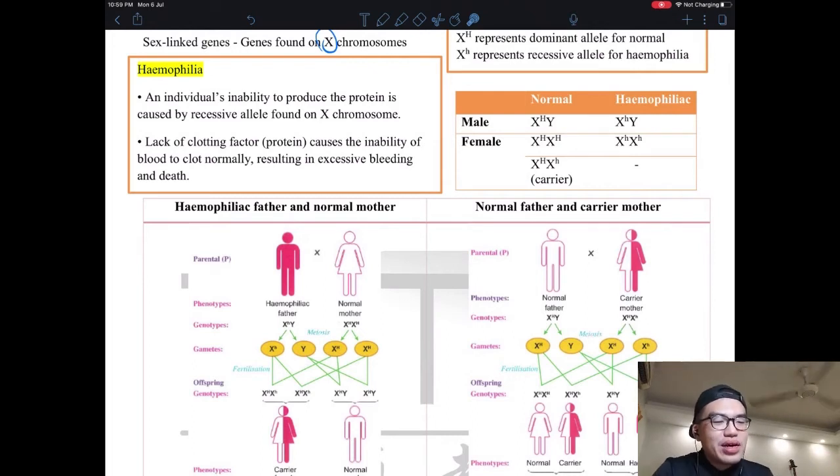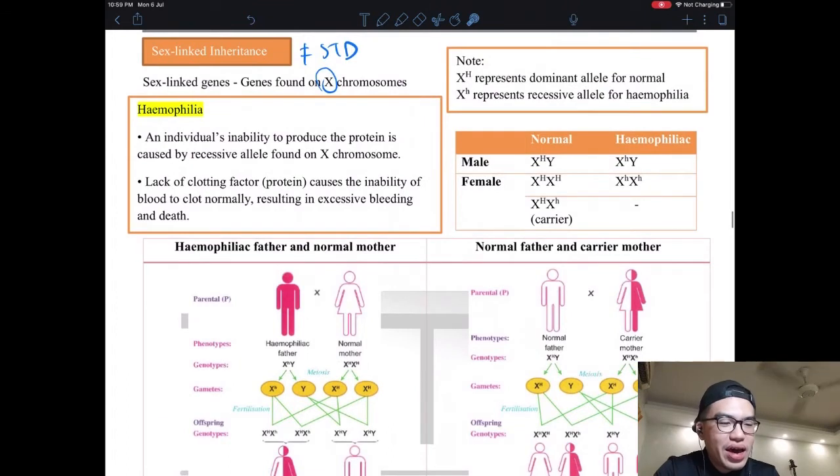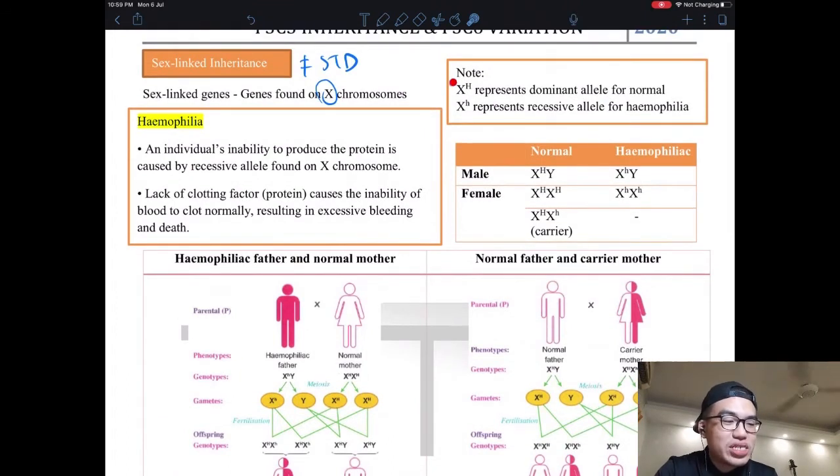Okay, so you have two alleles here. You have X big H, which is the dominant, and then you have X small h, which is recessive. How about Y? Y carries nothing. Like I said, a sex-linked disease is only carried by chromosome X. Don't ask me why, that's the nature. Like why would you have two hands, two arms? That's the nature.